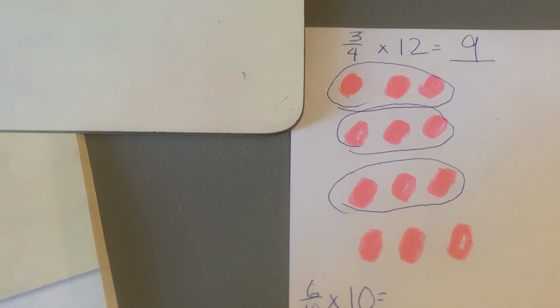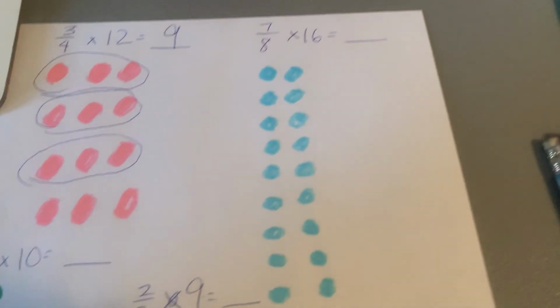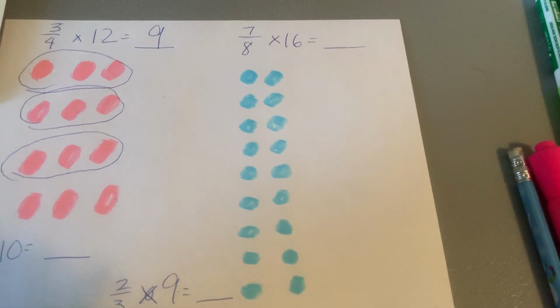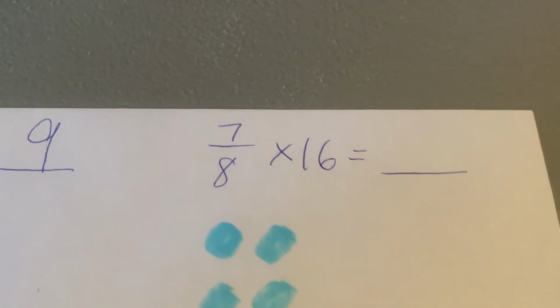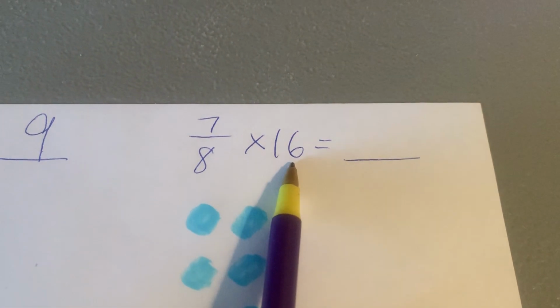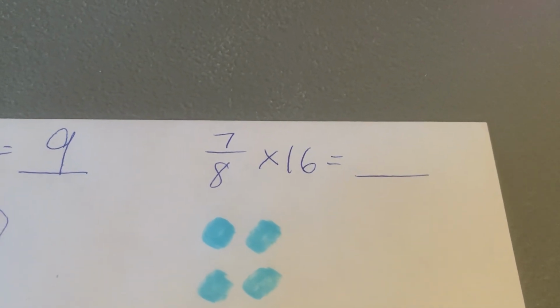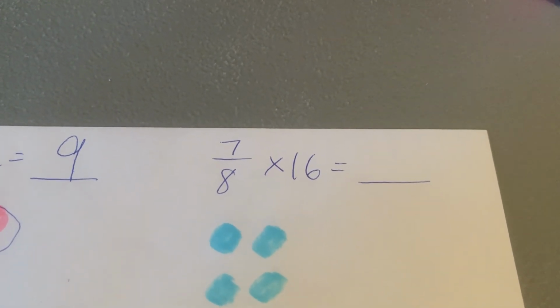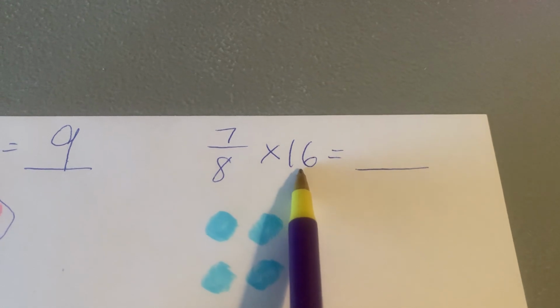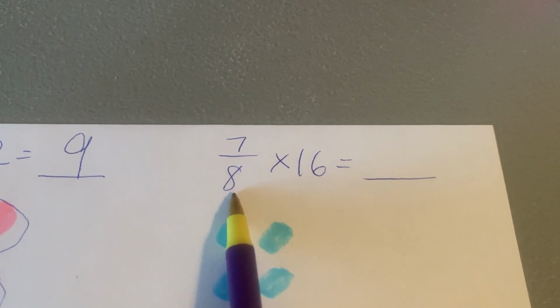I bet you did. All right, now this one, oh boy. So this time we were asked to think about 7/8 times 16. So if you're going to do this with me, go ahead and pause the video and make 16 dots in 8 rows.